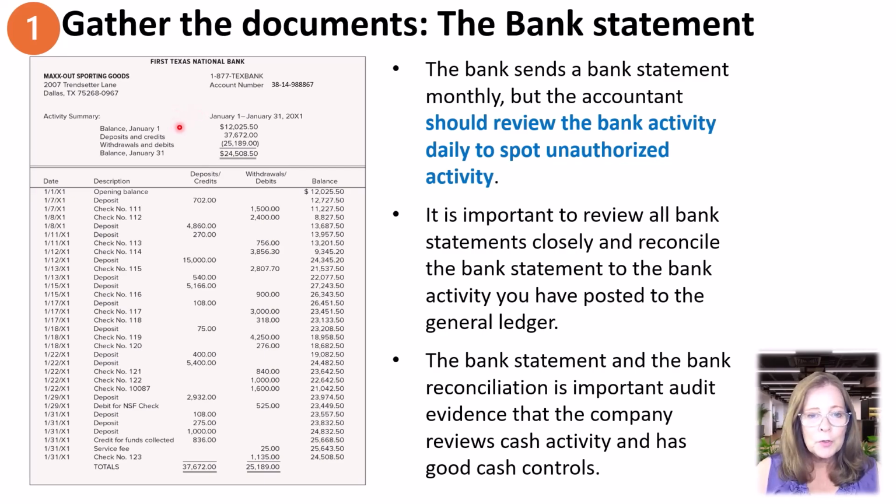The statement shows the beginning balance on January 1st of $12,025.50, total deposits and credits of $37,672, and total withdrawals and debits of $25,189. This results in an ending balance of $24,508.50. Below the summary section, the statement provides the detailed activity, the deposits, and withdrawals by date.